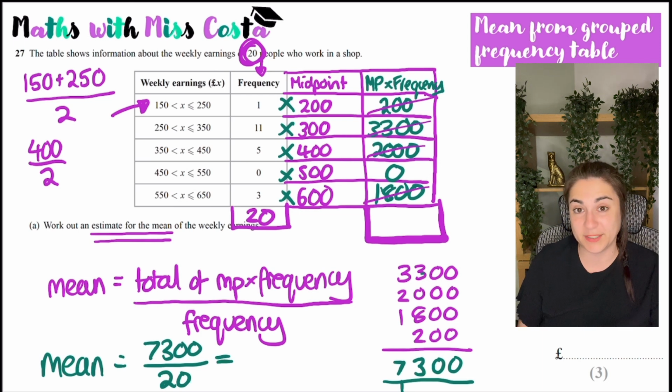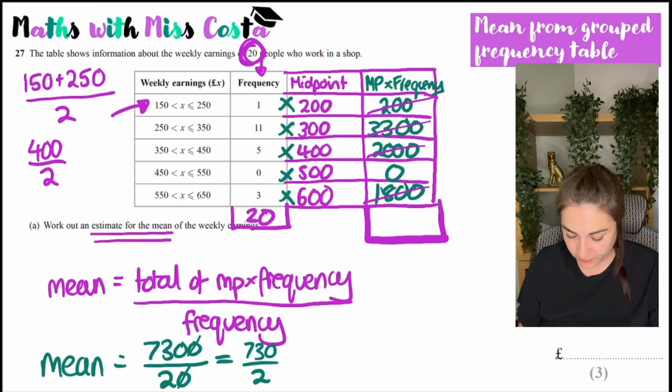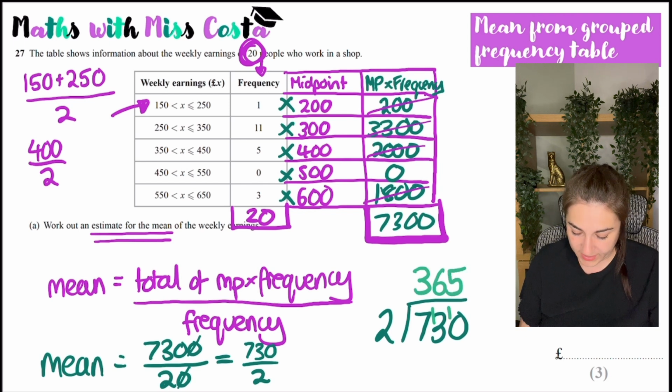So what I can do now is just simplify my fraction. If I divide by 10, that would be 730 divided by 2. And because I've simplified it to a nice little fraction now, I can just use the bus stop method to help me out. So 730 divided by 2. 2's into 7 go 3 times, remainder 1. 2's into 13 go 6 times, remainder 1. And 2's into 10 go 5. So an estimate for the mean of the weekly earnings is 365.